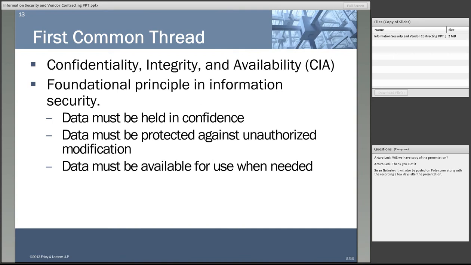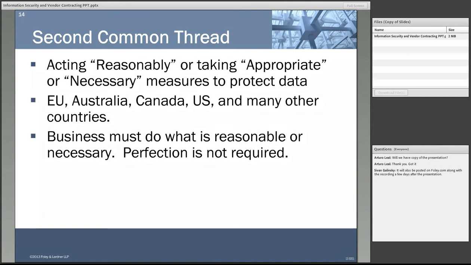On to the second thread. This is a concept that I think is very much misunderstood, that perfection is not required under any statute or regulation or standard. Rather, a business must do what is reasonable or what may be appropriate or necessary, depending on the standard we're talking about, whether you're in the European Union, whether you're in Asia, whether you're in the United States. But the idea is that a business must act reasonably in trying to address a risk.